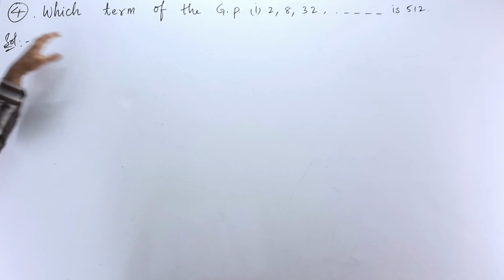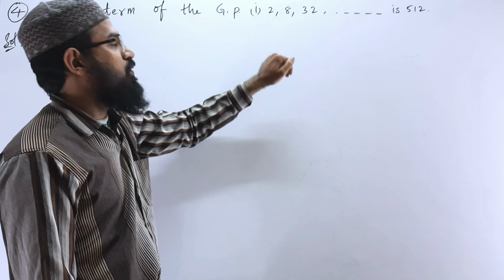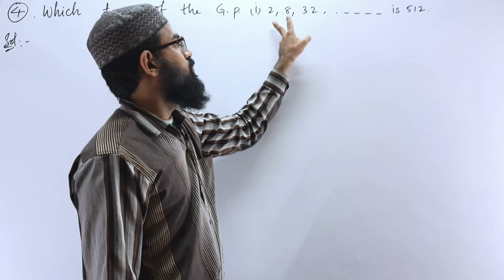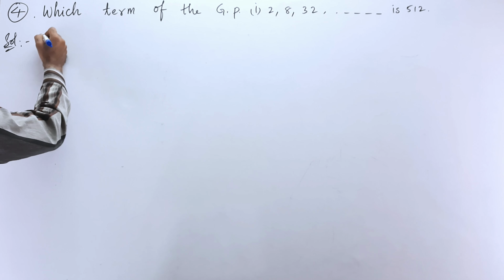Fourth problem, which term of the GP? So they have given the GP. So we have to find which term of this GP is 512. So let us start. Given GP.